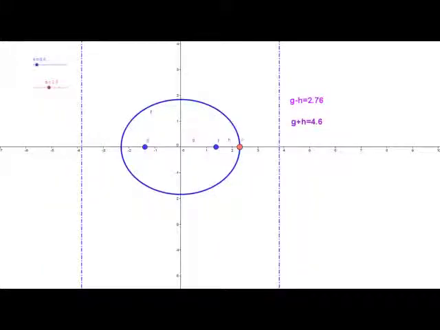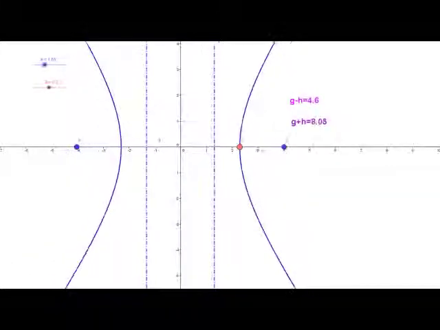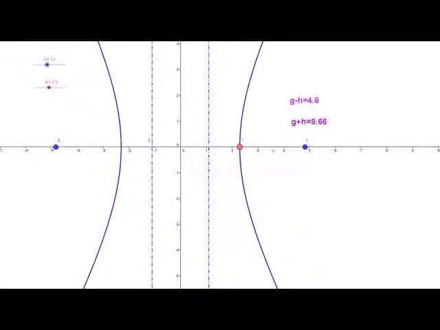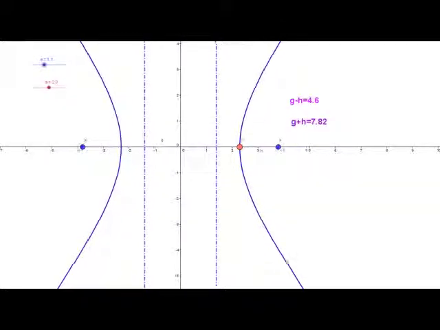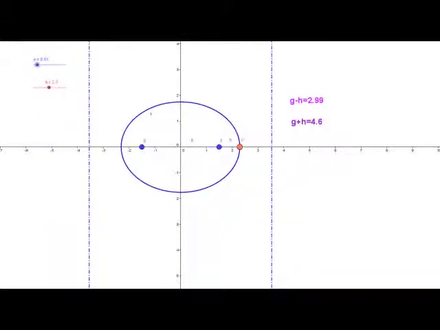Okay, we're now looking at a GeoGebra file. You can see I've set up, well, I can change the eccentricity. You can see here I'm just changing the eccentricity. You can see that the dotted lines are in fact the directrices. Okay, we can take the point and have a quick look here.